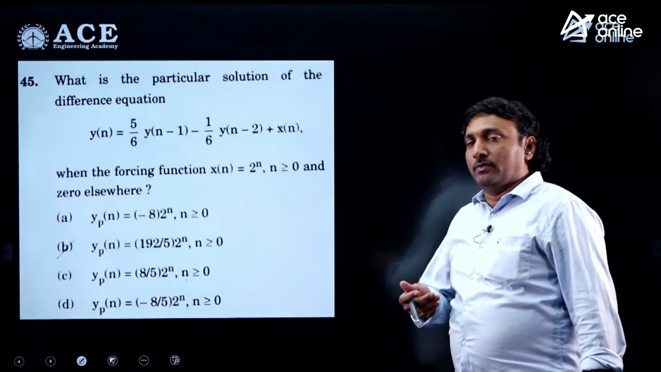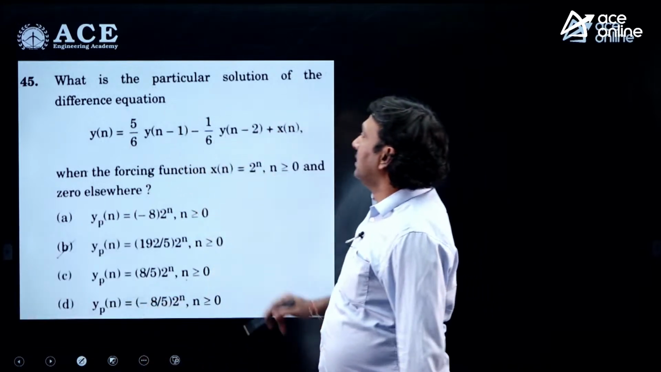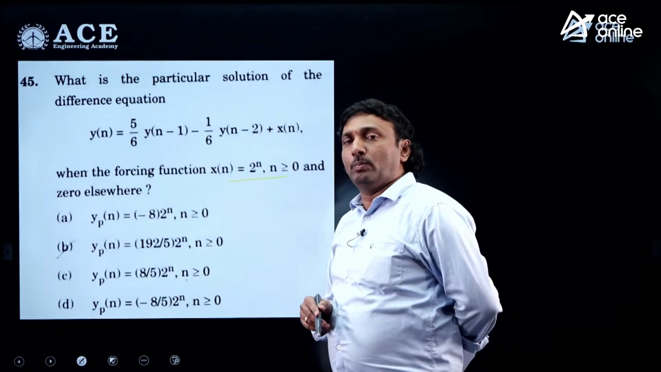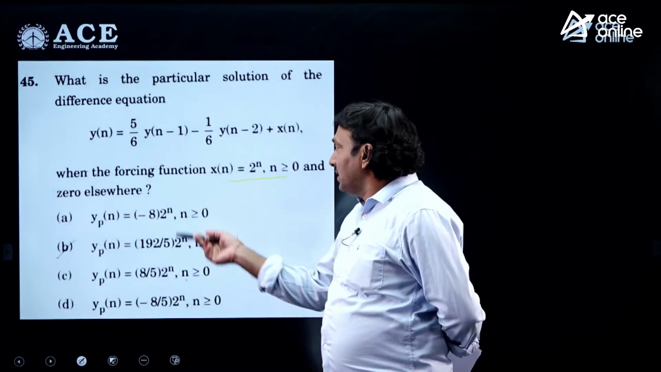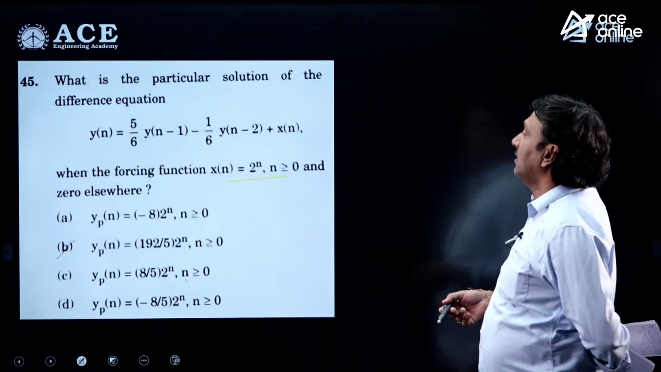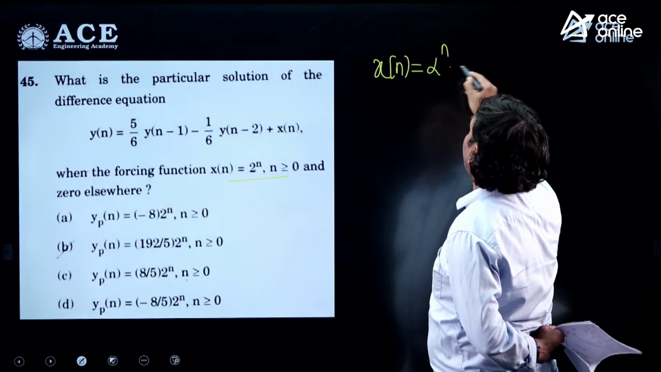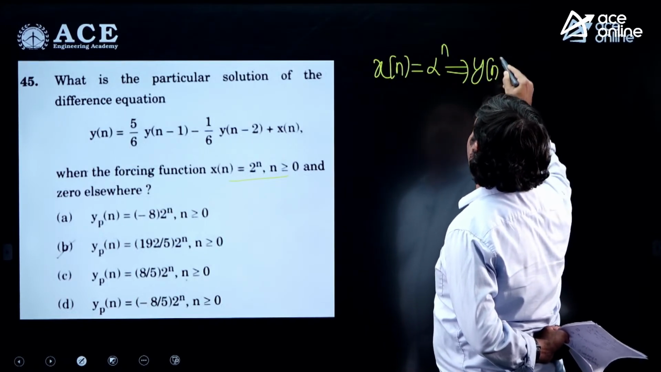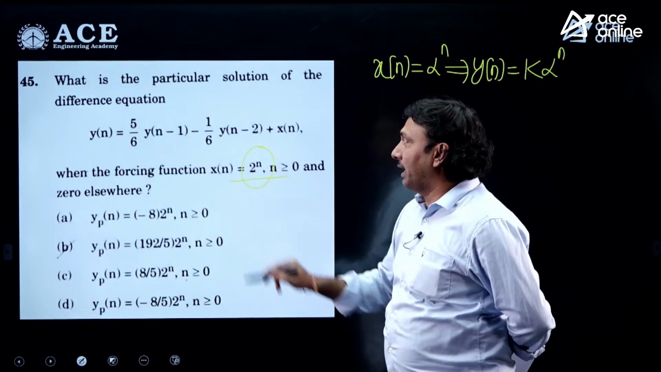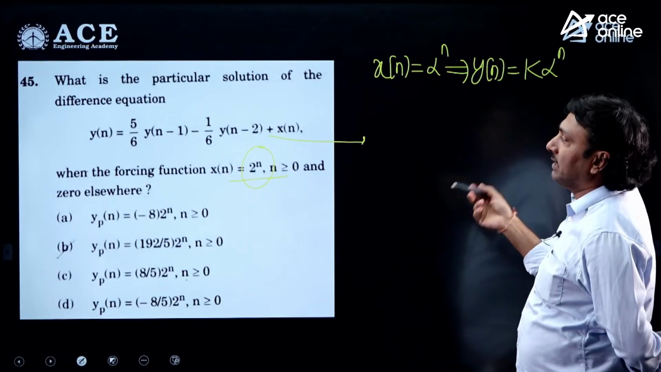This is one of the finest questions. When you have a difference equation like this and you want to apply the input of the form 2 power n, what is the particular response? When you apply an input of the form alpha power n, the equivalent output must be like k into alpha power n. What is the input mentioned here? 2 power n. Directly you have to substitute the data in the given difference equation and solve.